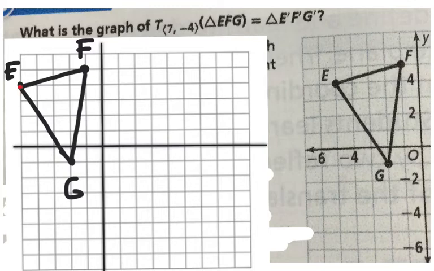So I'm starting here with E. It tells me to go right 7. 1, 2, 3, 4, 5, 6, 7. Down 4. 1, 2, 3, 4. And so right here at 2, 0 is going to be E prime.